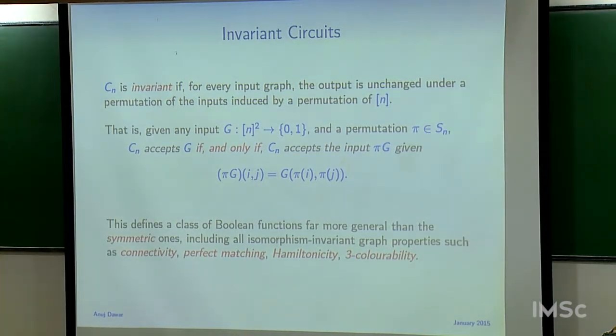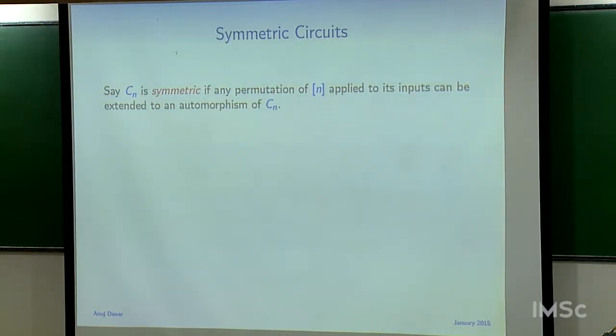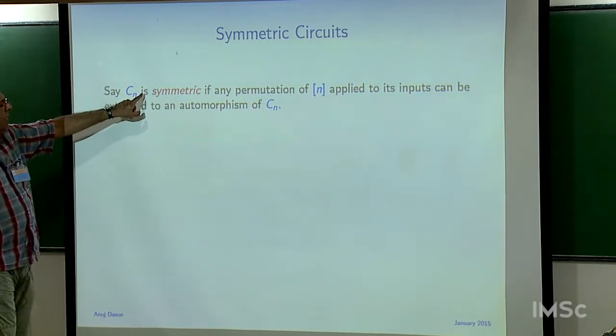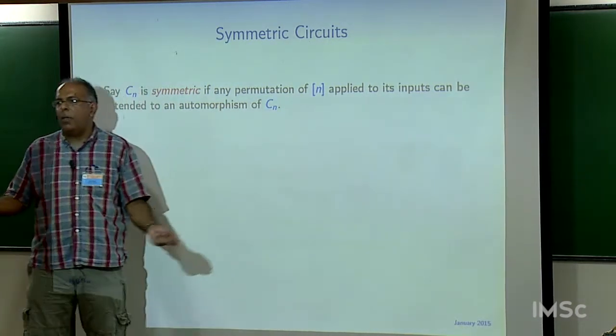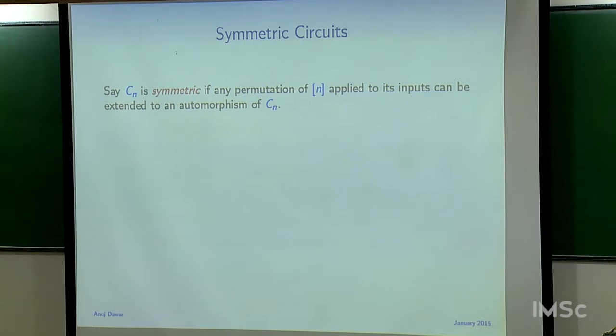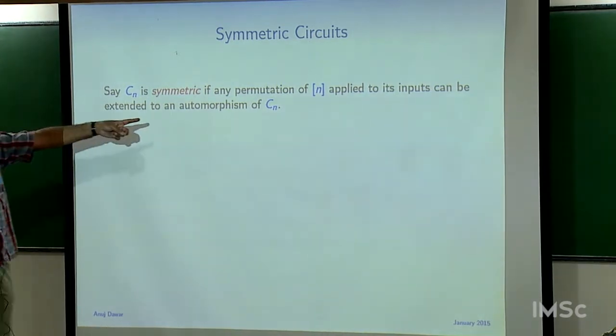Okay, so that's what I mean by, I will use the word invariant for this property. I will use the word symmetric. Now this is a property of circuits rather than of the function, to mean the following, which guarantees invariance. A circuit is symmetric if you take any permutation of n and apply it to the inputs, it can be extended to an automorphism of the whole circuit. So in other words, for every permutation of n, there is an automorphism of Cn.